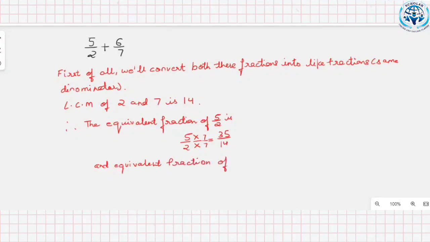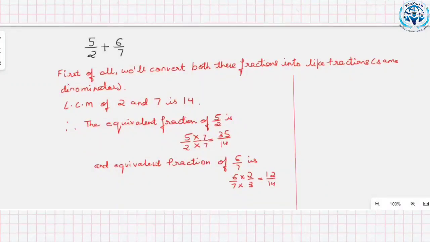And the equivalent fraction of 6 by 7 is 6 into 2 and 7 into 2 because 2 will be multiplied to 7 to get 14. So, the equivalent fraction of 6 by 7 is 12 by 14. Now, 35 by 14 and 12 by 14 both are like fractions because the denominators are same. We will add the numerators and we will get the answer as 47 by 14.